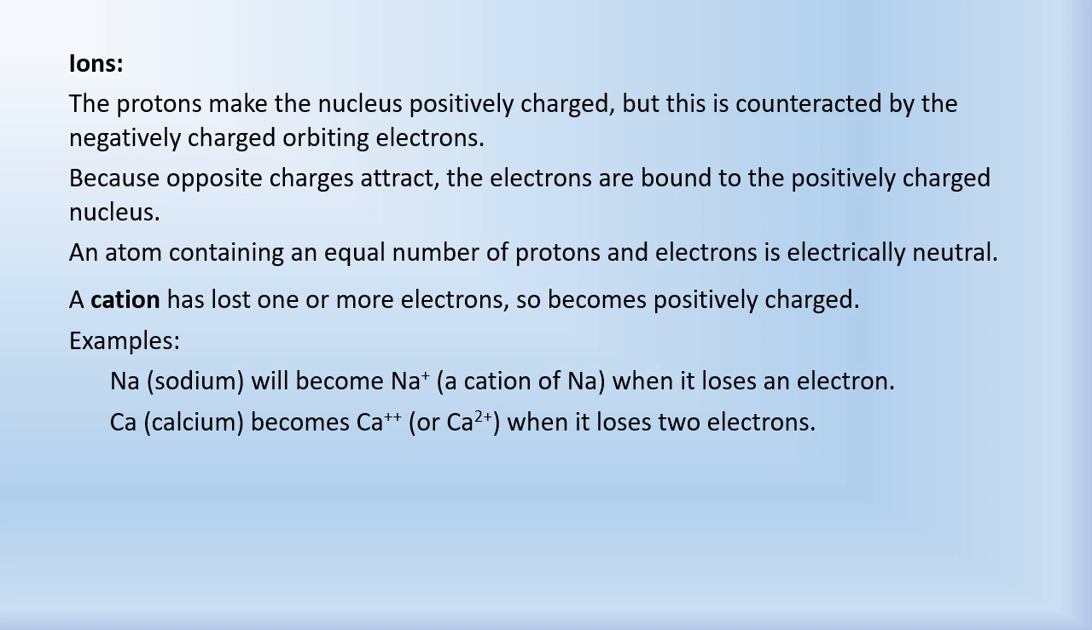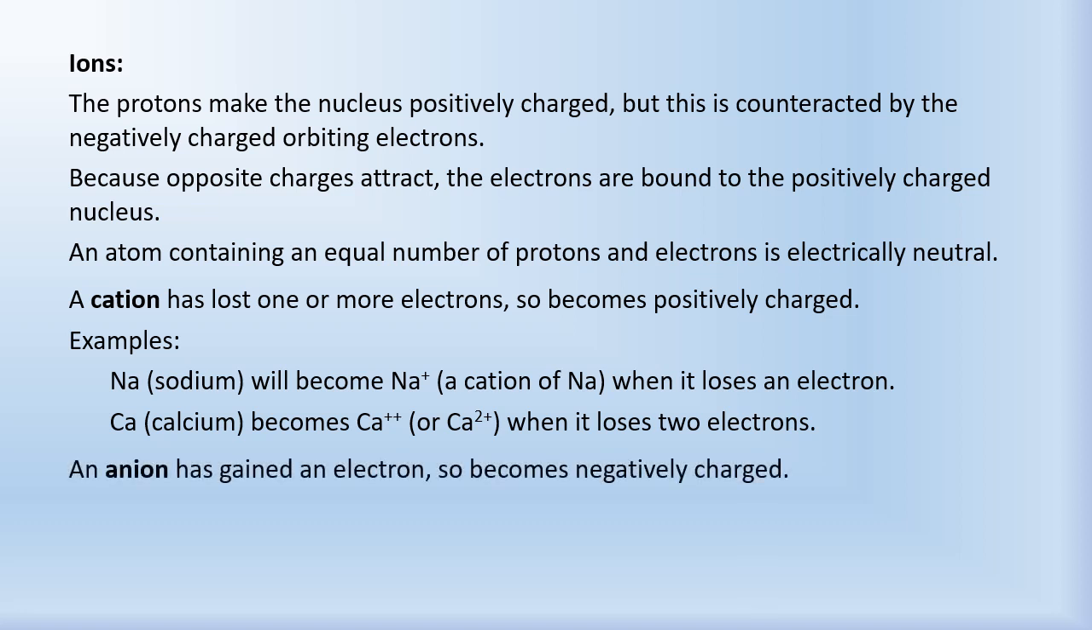Calcium becomes Ca++ or Ca2+ when it loses 2 electrons. An anion has gained an electron, so it becomes more negative, so it becomes negatively charged. A good example of this is chlorine. Chlorine becomes Cl- when it gains an electron.